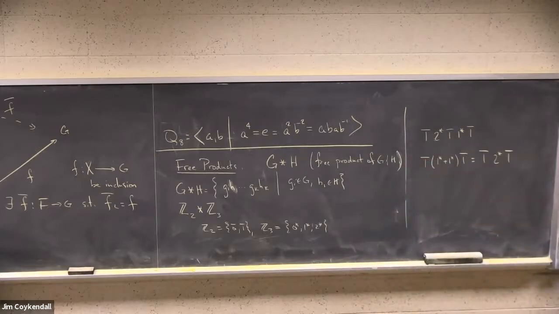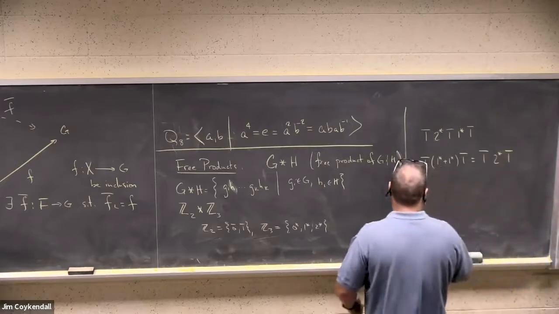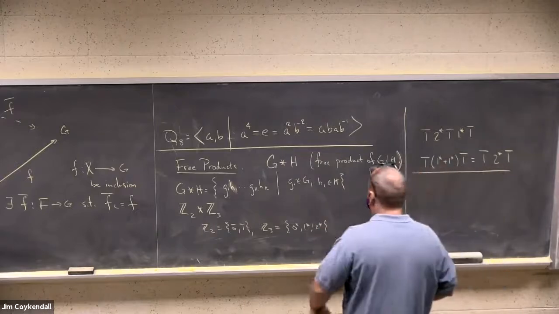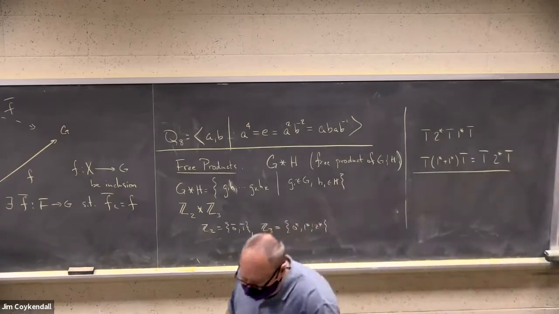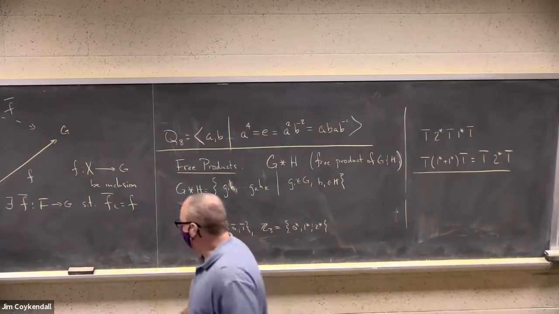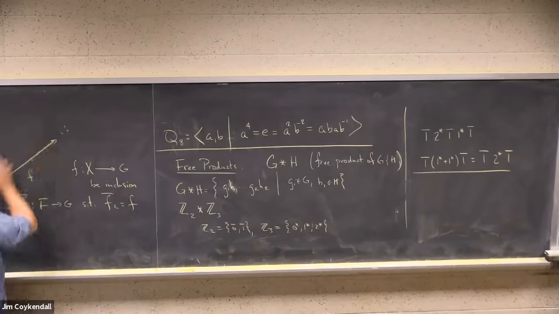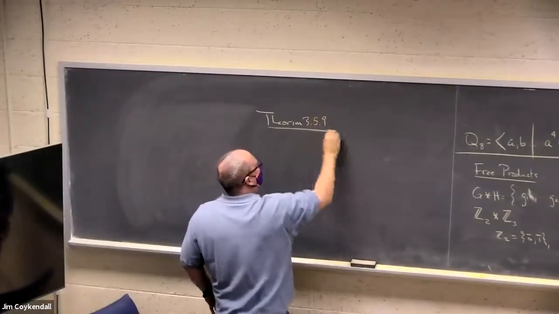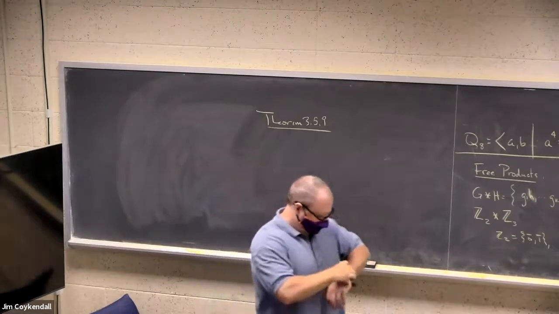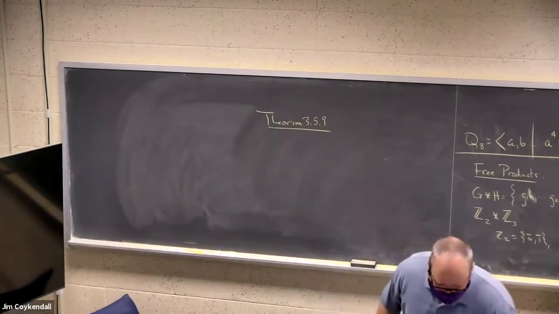You stick these together, and you can make longer and longer words. Within the groups G and H, you can simplify, right? But you can't do that across the outside of the group. So let me finish up with this theorem. I just introduced this really to familiarize yourself with the terminology of free products and what they are.